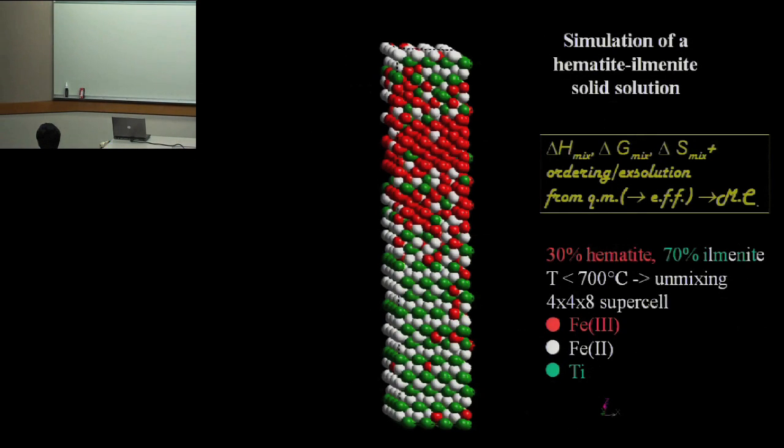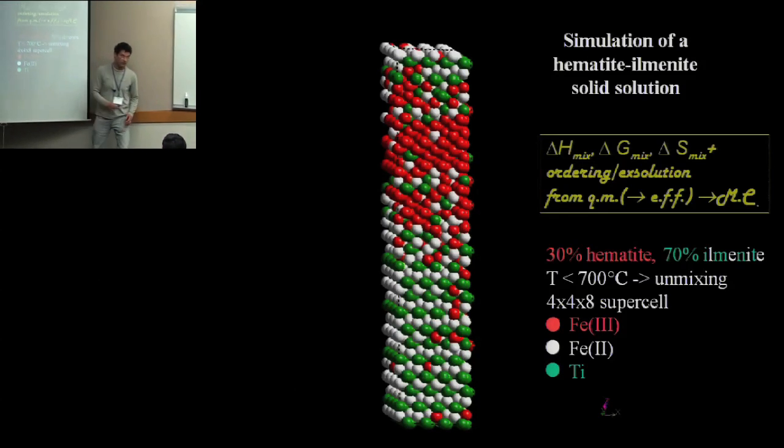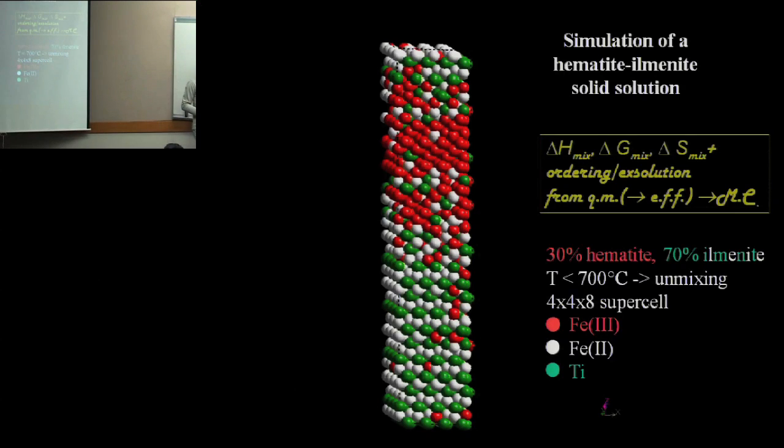We also do a lot of solid solution work, not at the high level that Renata described it. Essentially, we do the quantum mechanics first and then do Monte Carlo simulations to find the delta H, delta G, and delta S of mixing. What is the ordering and exsolution mechanism in a number of geochemical applications?